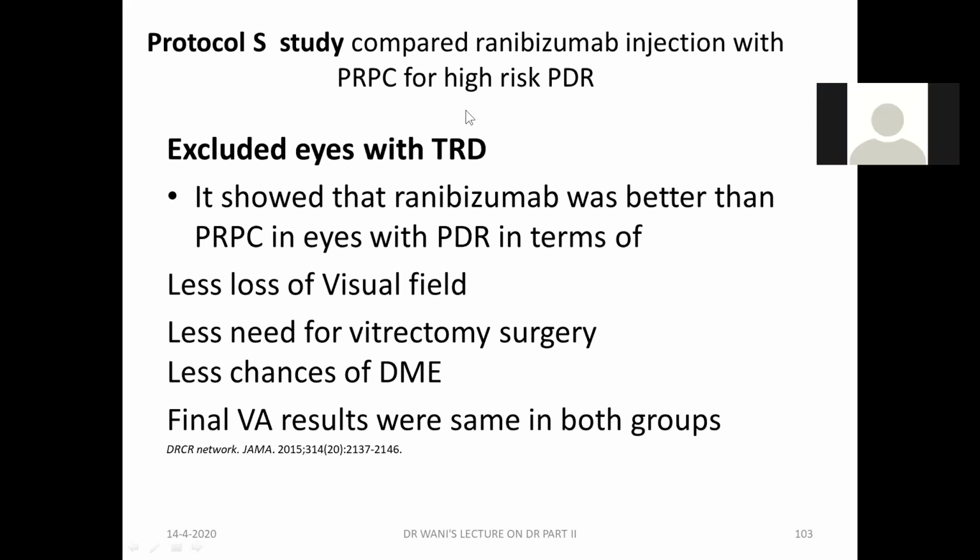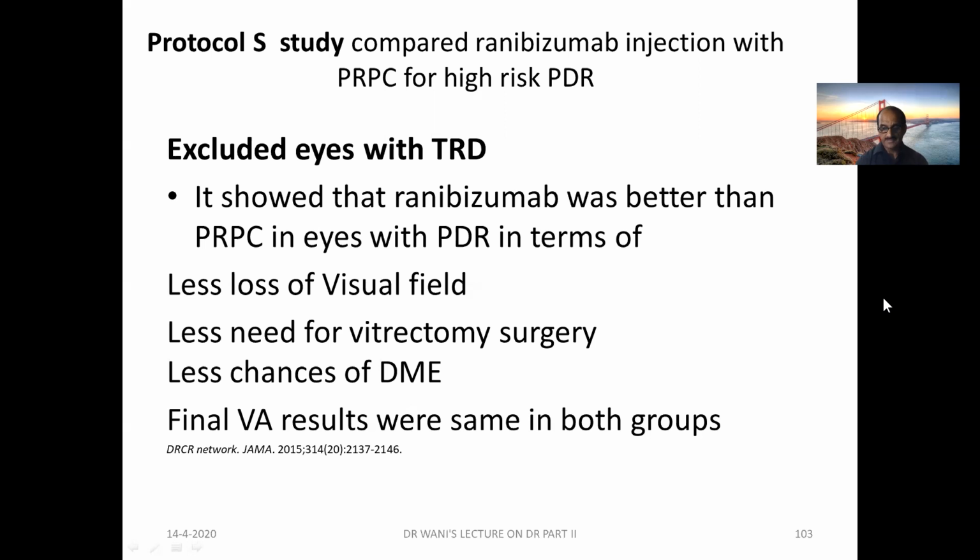Yes, sir. Okay. For high-risk PDR, they excluded, of course, eyes with TRD, they cannot do. So what they found was that after 2 years, ranibizumab, that's anti-VEGF, was better than PRP in eyes with PDR in terms of the visual field loss, which was less. Then there was less need for vitrectomy surgery. And of course, because ranibizumab is a treatment for DME, these patients developed less DME than patients who had PRP. And final visual acuity results were, of course, the same in both groups, but there are some advantages.